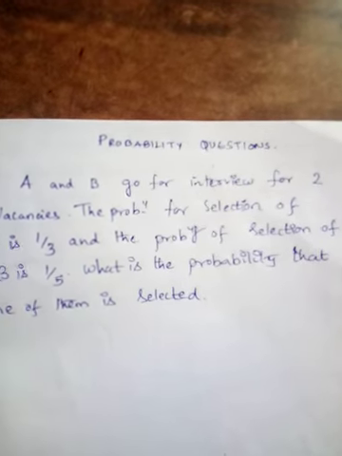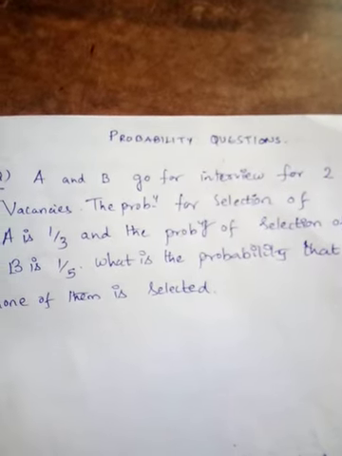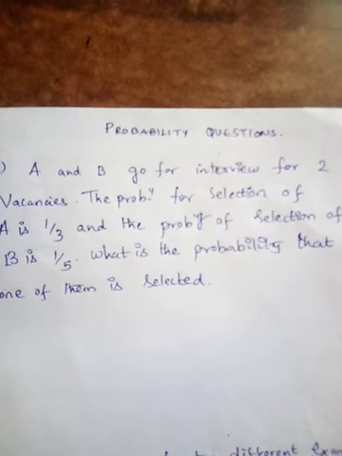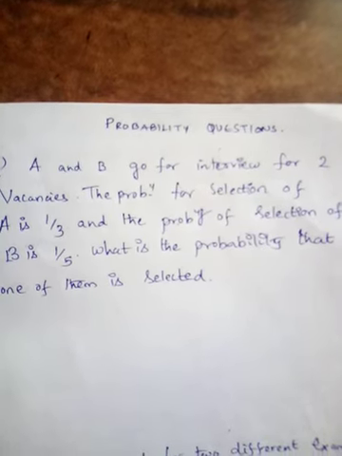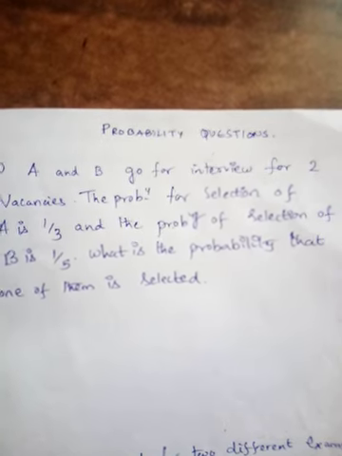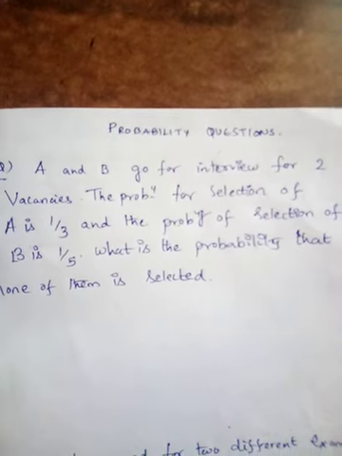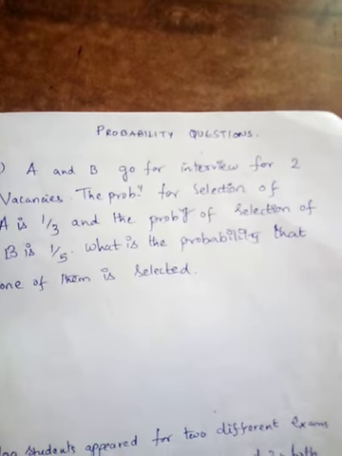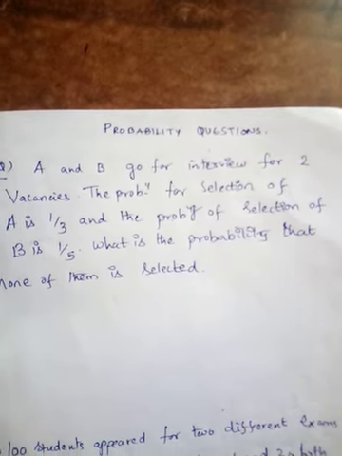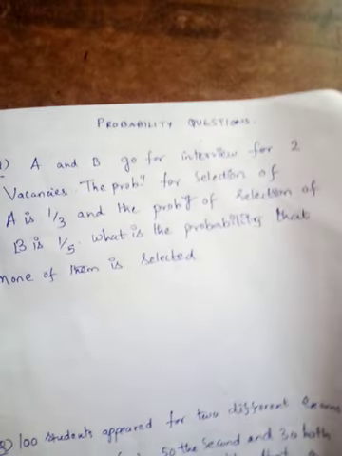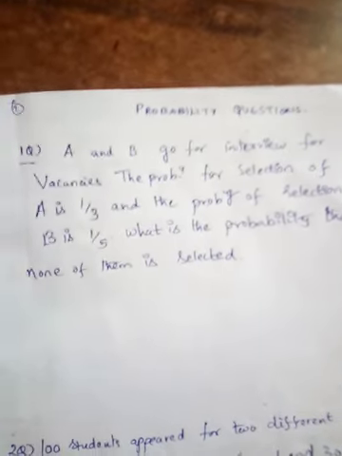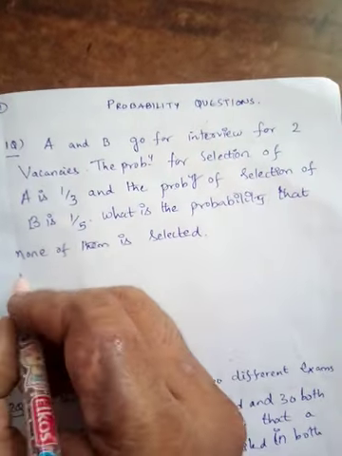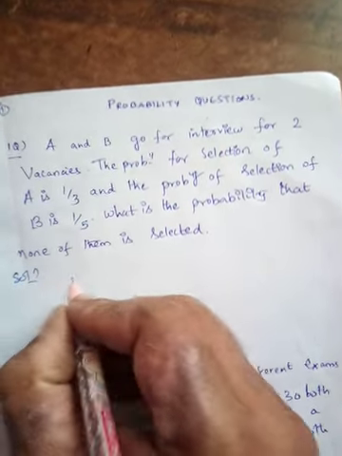Now let us read the question. A and B go for an interview for 2 vacancies because A can take only 1 vacancy. In the same way, B can take only 1 vacancy. The probability of selection is 1 by 3 for A and the probability of selection of B is 1 by 5. Now we need to find out the probability that none of them is selected. Now let us see the solution.